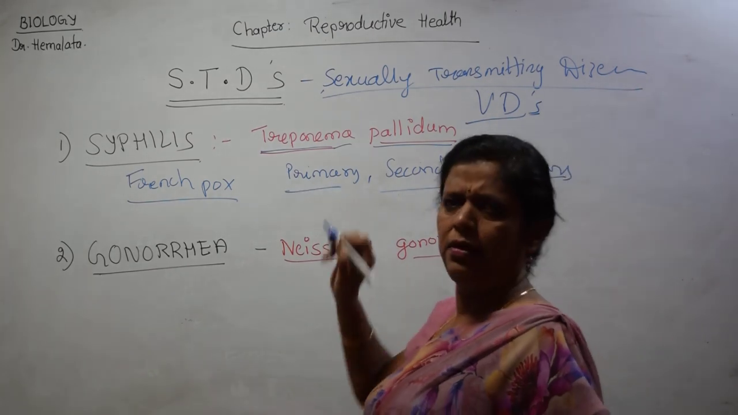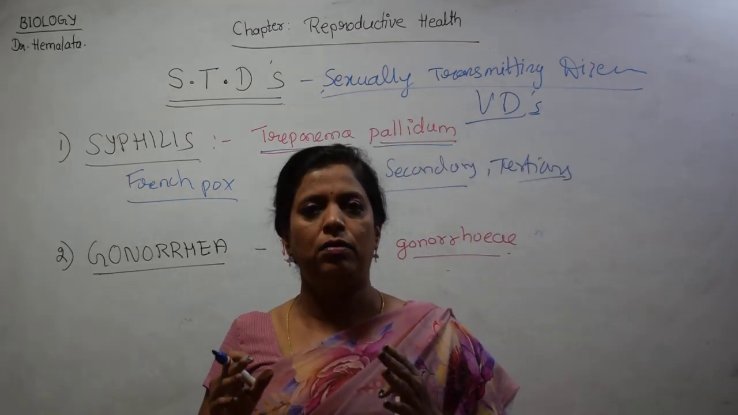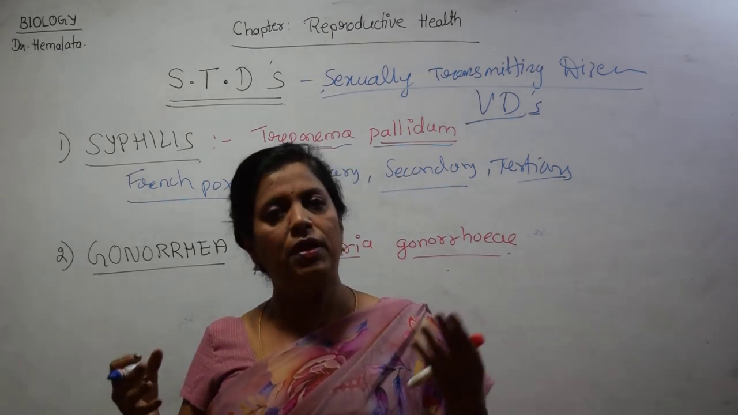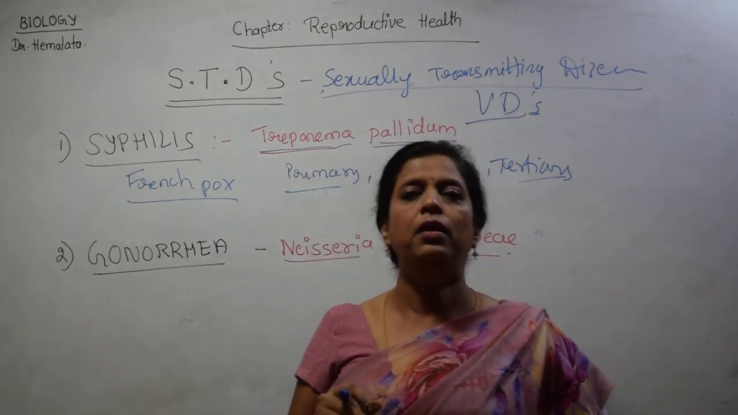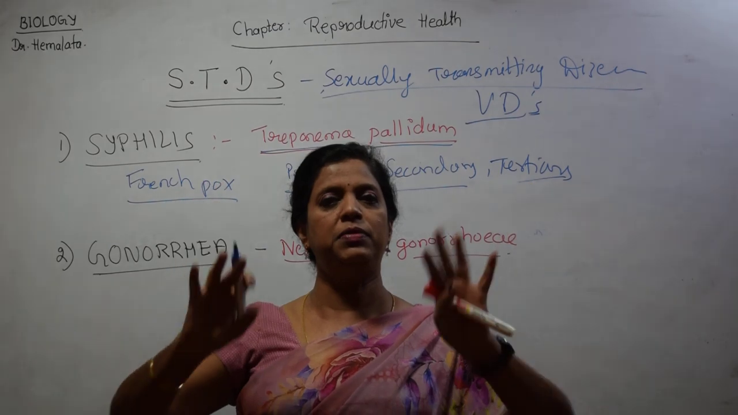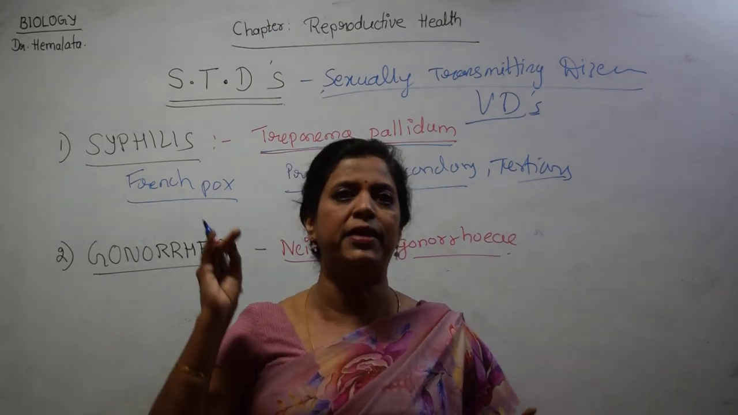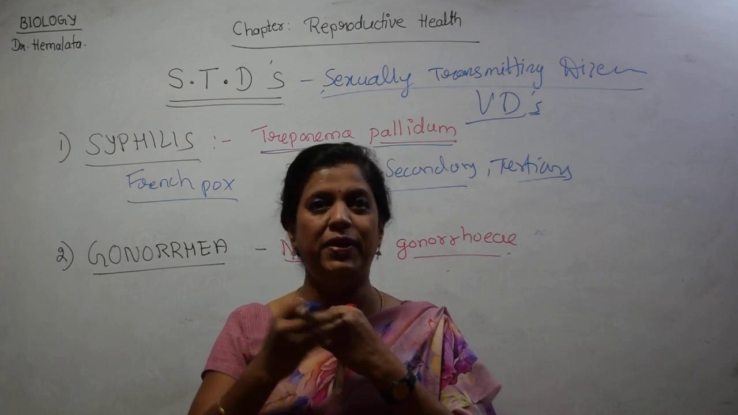Very bad it is. How does it happen? If a healthy person has sexual intercourse with an infected person, then within 1 or 2 days he starts showing the symptoms that are called primary symptoms. Small lesions develop. On the penis, small reddish patches will develop.